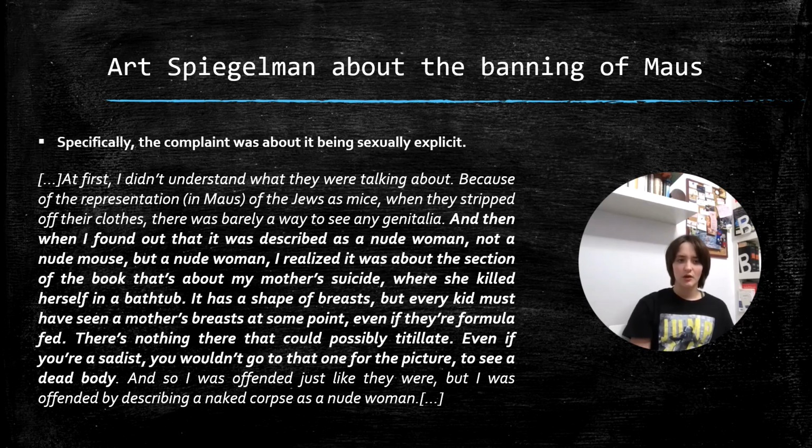And Spiegelman says, well, at first I didn't understand what they were talking about because of the representation of the Jews as mice when they stripped off their clothes. There was barely a way to see any genitalia. And then I found out that it was described as a nude woman, not a nude mouse, but a nude woman. I realized it was about the section of the book that's about my mother's suicide, where she killed herself in a bathtub. It has a shape of breast, but every kid must have seen a mother's breast at some point, even if they're formula fed. That's nothing. There's nothing there that could possibly titillate. Sorry. Even if you're a sadist, you wouldn't go to that one for the picture to see a dead body. And so I was offended, just like they were. But I was offended by describing a naked corpse as a nude woman.